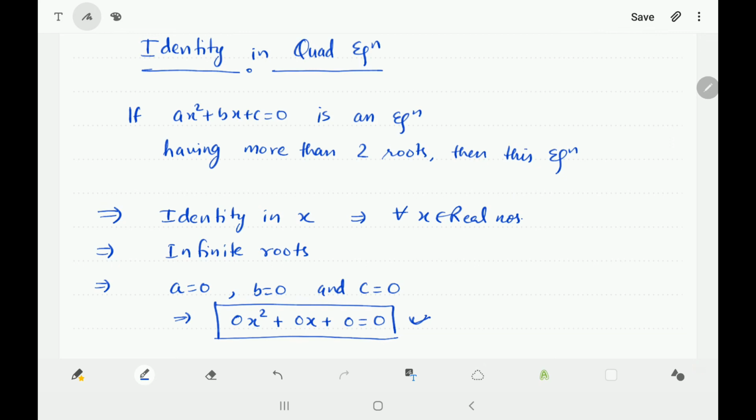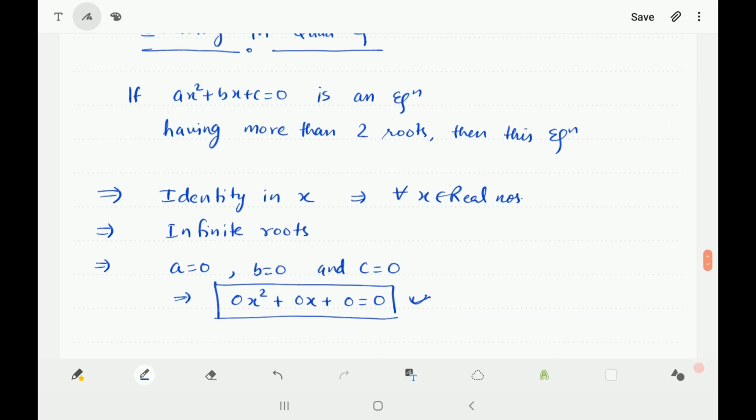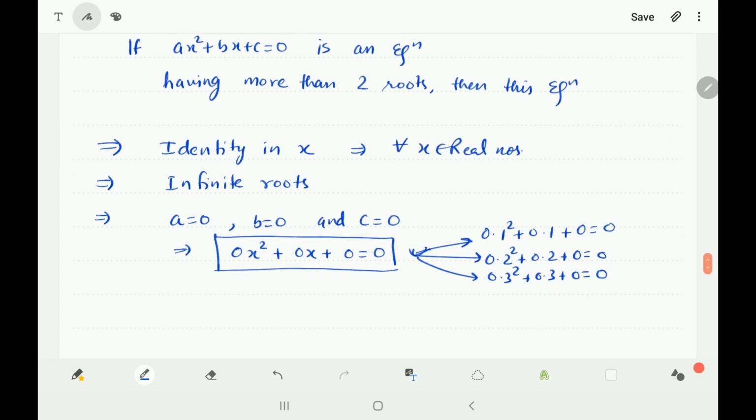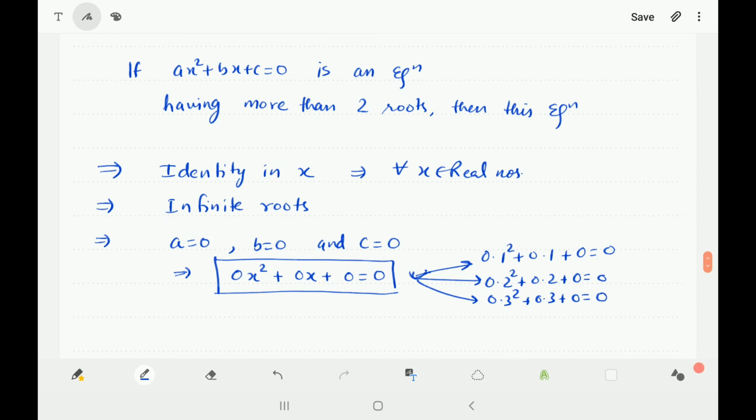Now if in this equation you put x as 1, what will you get? 0 into 1 squared plus 0 into 1 plus 0 is equal to 0. So this will become 0. If you put x as 2, you get 0 into 2 squared plus 0 into 2 plus 0, which is equal to 0. If you put 3, 0 into 3 squared plus 0 into 3 plus 0 is equal to 0. So definitely, if you put all the values of x, it will always be satisfied.